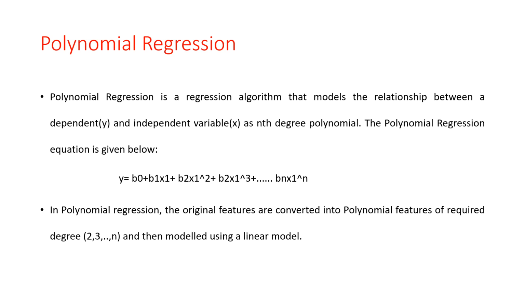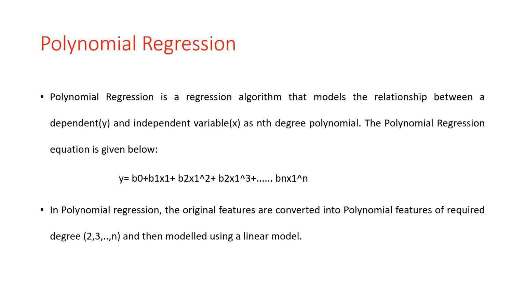Polynomial regression is a regression algorithm that models the relationship between the dependent variable, that is y, and the independent variables, that is x, as an nth degree polynomial. So what is the polynomial equation? Y equal to b0 plus b1 x1 plus b2 x1 square plus b2 x1 cube plus bn x1 raised to n. So this is the polynomial equation.